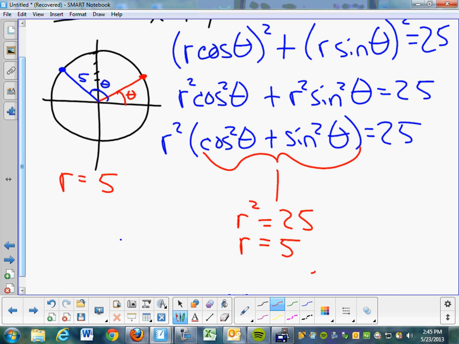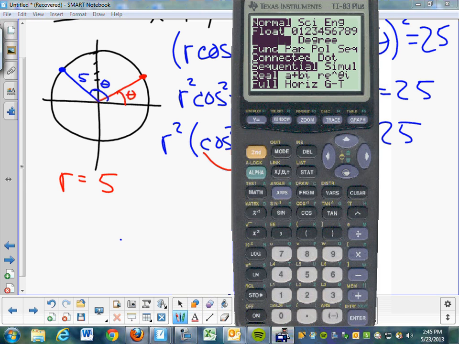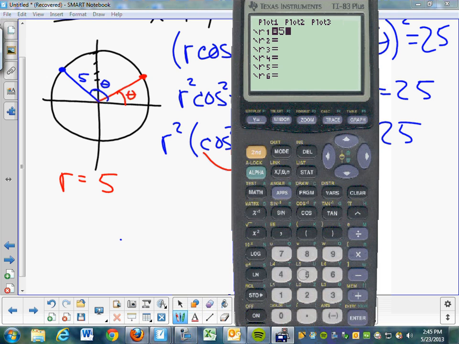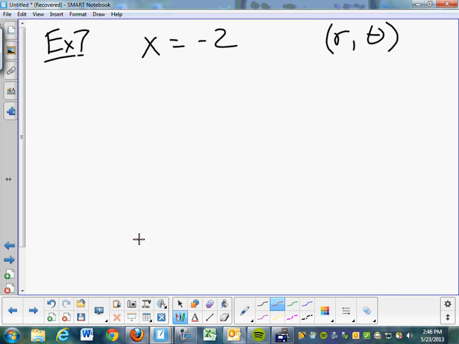That doesn't work. So let me show you really quick on your calculator. If I go to mode and I go down to polar and I press enter and I go y equals and I type in 5 for my radius, press graph, look at what I get. A circle. Okay, last one. We got time.